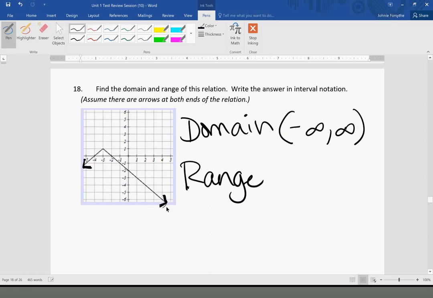Now the range is your possible y values, starting from the bottom. So it's an arrow from negative infinity, and it's going all the way up to +1 on the y-axis. And it does include 1, so we're going to use a bracket. If it was an open circle here, then you would use parentheses.